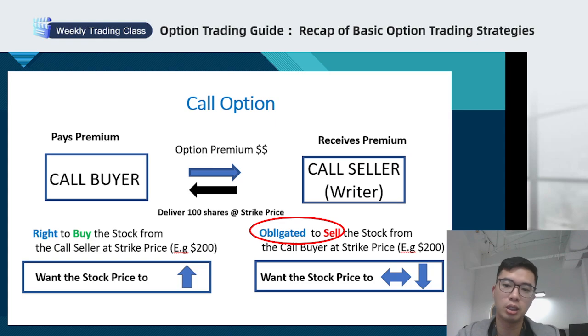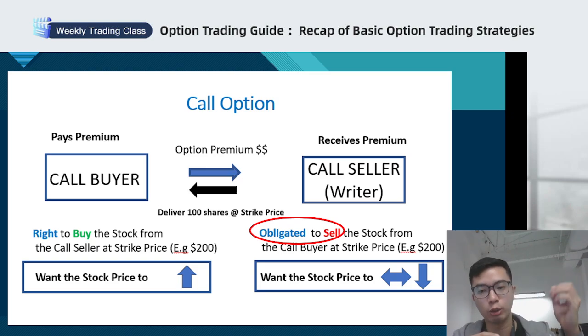So just now we were talking about the role of becoming a buyer, which is the call buyer, when you expect the price to move up, when the stock is in an uptrend, and the put buyer. A put buyer is when you want the price to drop, then you pay the premium to the put seller.